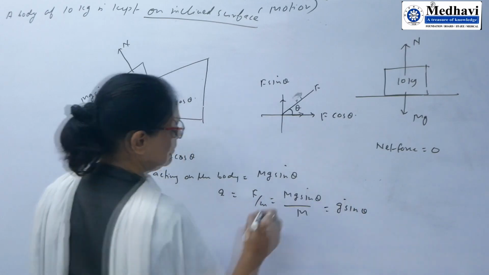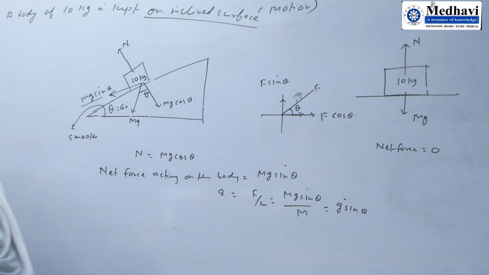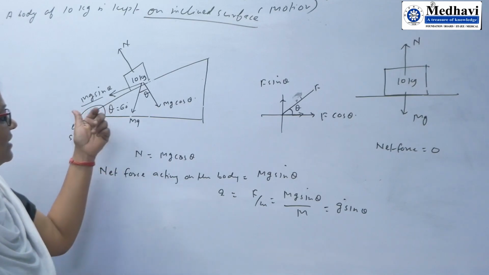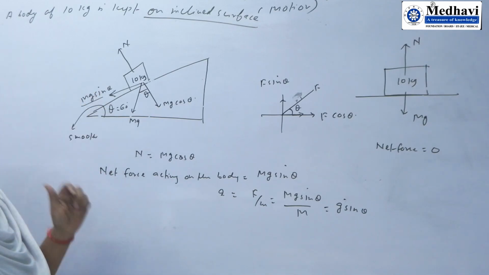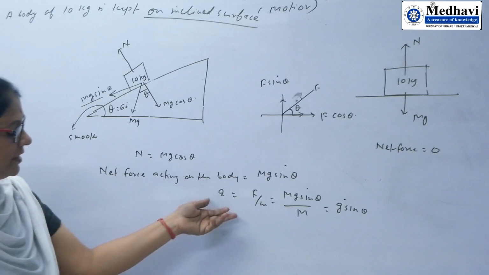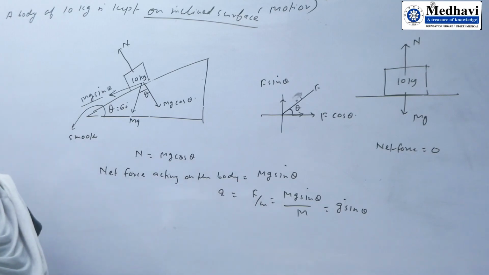Very, very important information. If a body is kept on an inclined surface, what is the magnitude of acceleration acting? What is the net force? Mg sin theta. And what is its acceleration? g sin theta.